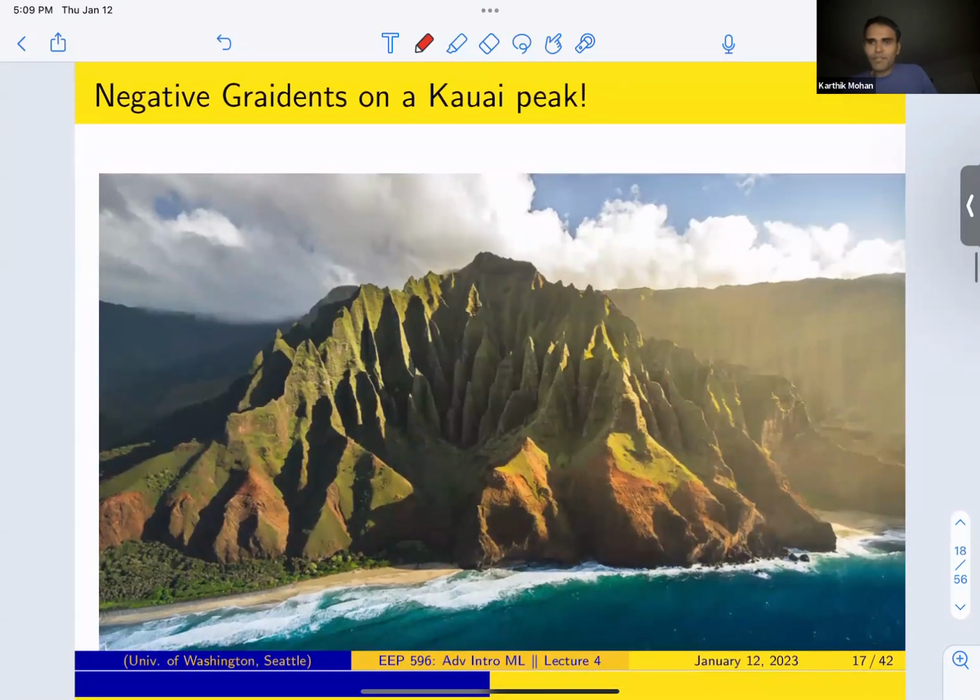Okay, so how many people are into hiking here? Okay, see some hands going up.